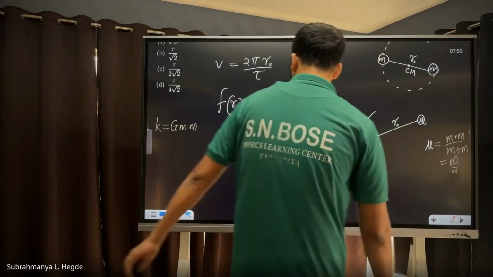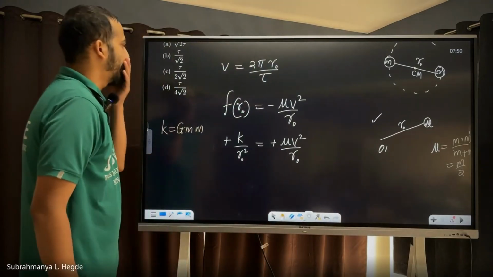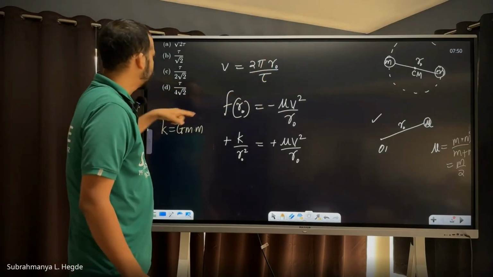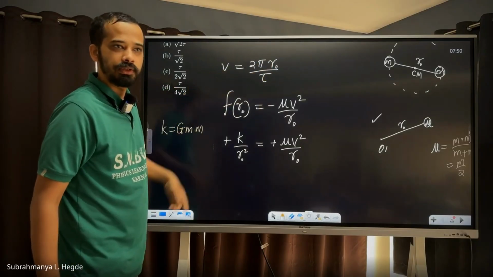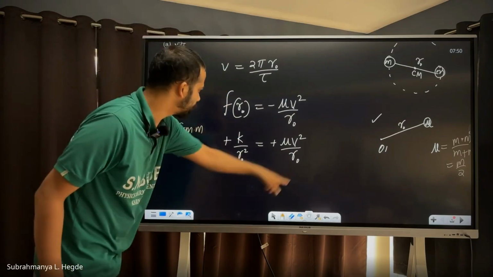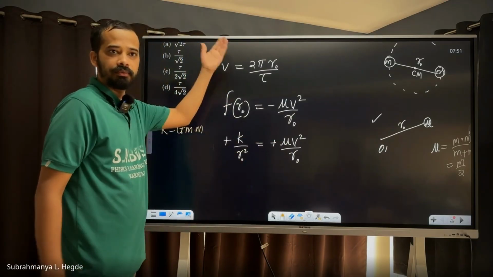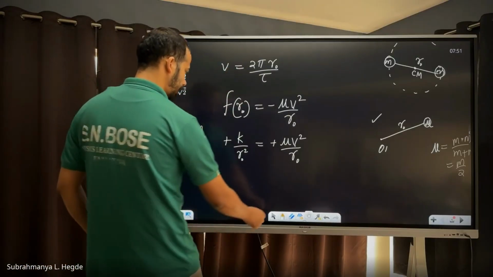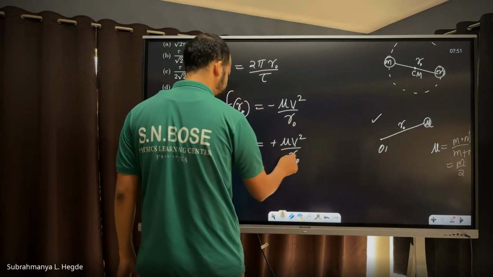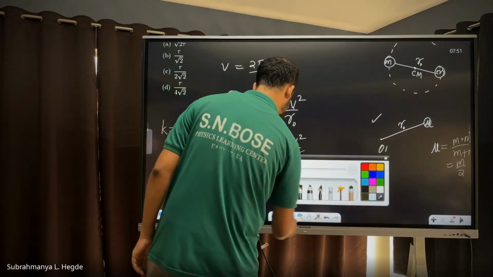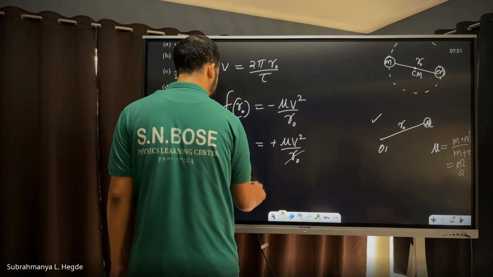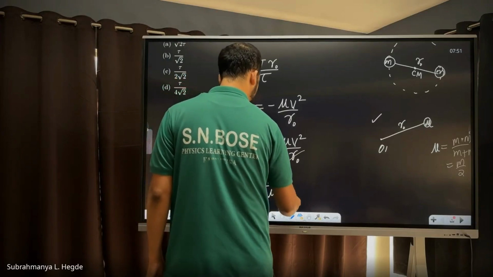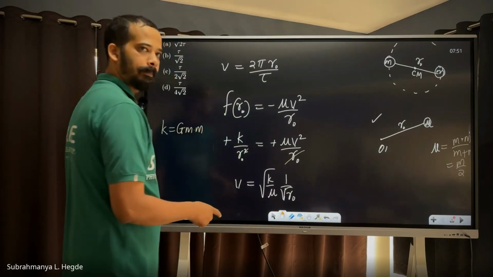Now you come back to this one. I have to solve this for r naught. Again, in the option there is no v also. Then how do you find v? Again, using this equation, I have to write v in terms of r naught and substitute here. I have to write tau purely in terms of r naught. How do you write v in terms of r naught? v is equal to root of k by mu, 1 by root r naught.